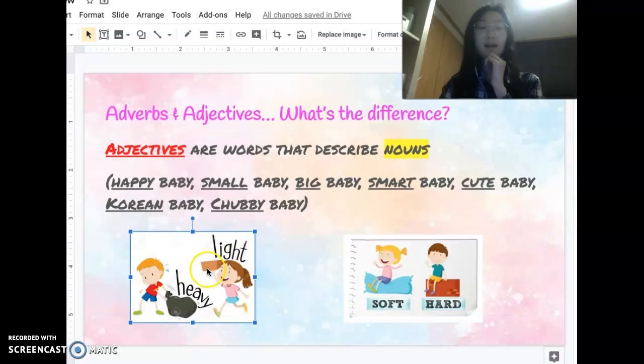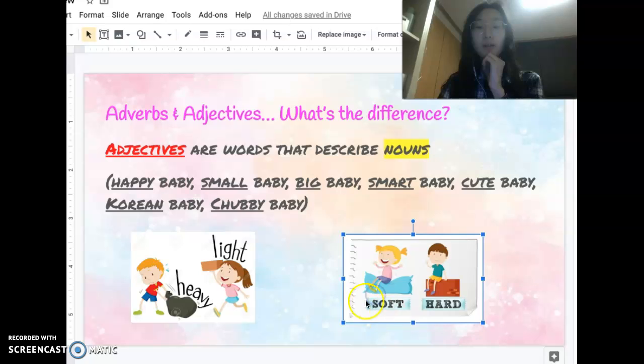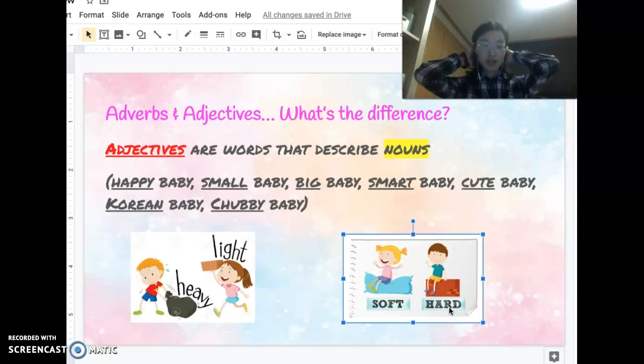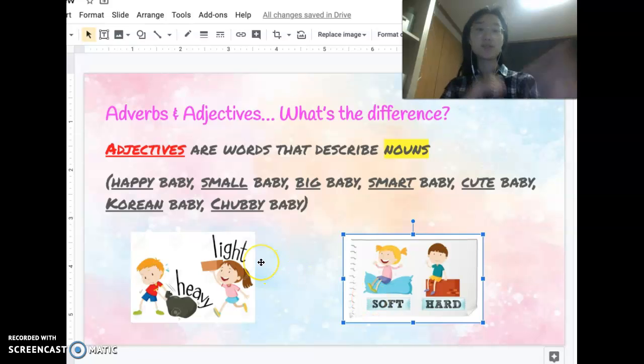Other adjective examples. Light. So this box is light. This bag is heavy. This pillow is soft. And this brick is hard. So adjectives describe nouns. Now that we've reviewed those, let's actually go ahead and do a practice. I want you to actively try to participate and answer the questions, even though I know that I can't technically see you or hear you.